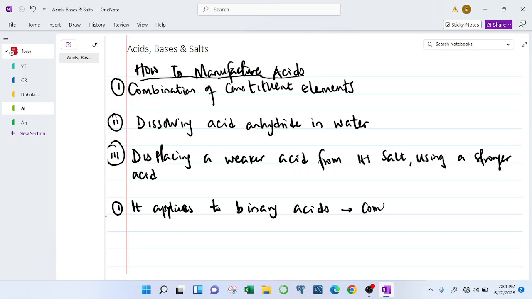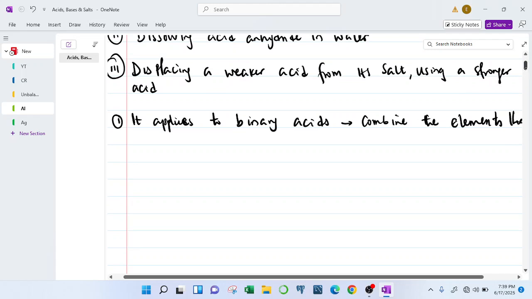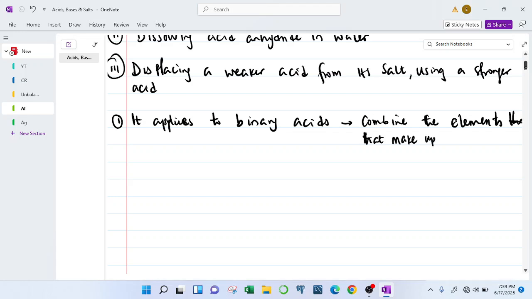So we simply say combine the elements that make up the acid. Again, remember talking about binary acids. So now you have an example. Let's just say H plus Cl gives you HCl.